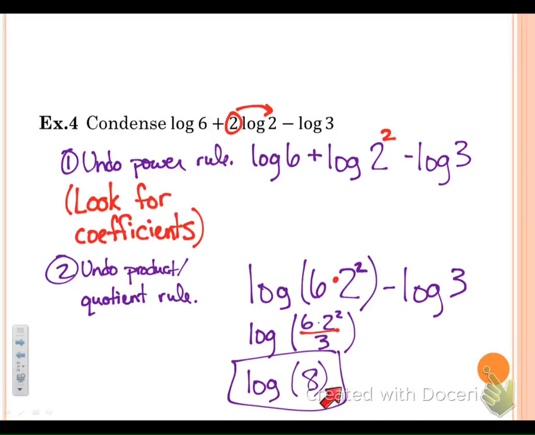I don't need parentheses in my answer, but common log 8. We just went from something that was elongated or expanded to a condensed logarithm. How do you know you're done with a condense? Is when you have a single logarithm and no coefficient. There can't be a coefficient out here because, wait a second, if you have a coefficient, that means you didn't do a power. You should have done the power rule. Next example.